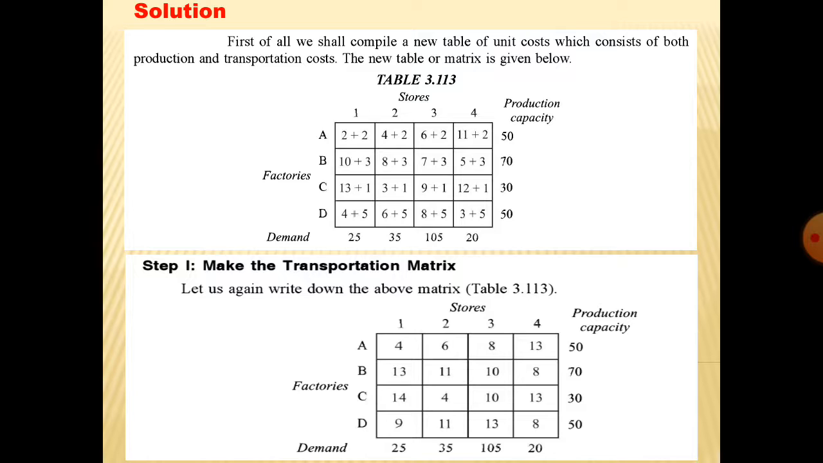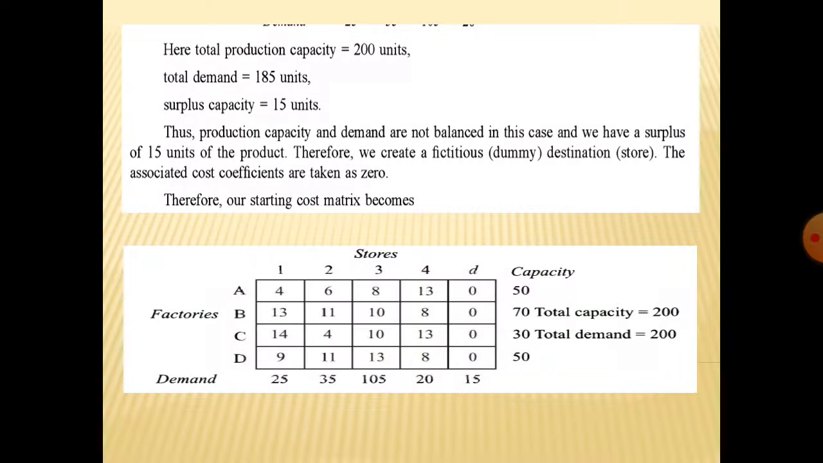Then the production capacity and demand we write in the matrix. Okay, the total production capacity is 170 units. The total demand is 185. Surplus capacity is 15. Thus, production capacity and demand are not balanced. In this case, we have a surplus of 15 units of the product. Therefore, we create a dummy row with the associated cost and we make it 0.